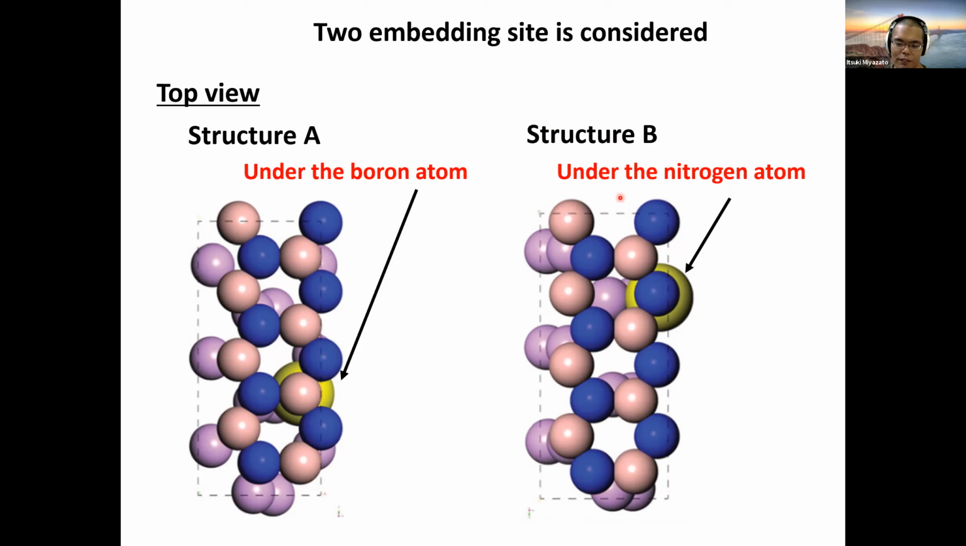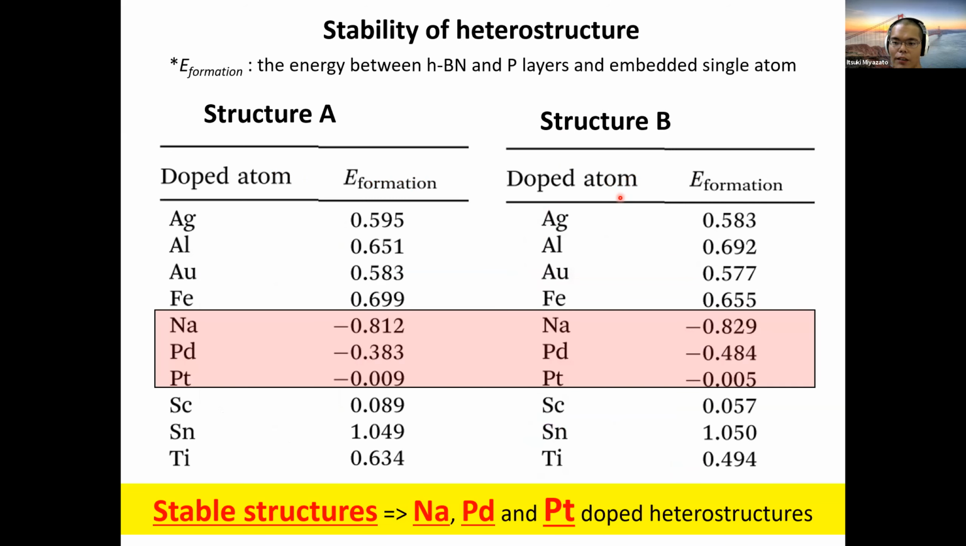Of course, ground state optimization is performed in all cases. To discuss the stability of the designed heterostructures, the energy between the hBN and P layers and the embedded single atom is calculated. The values are here. As a result, as you can see, the sodium, palladium, and platinum embedded models are stable as heterostructures. So the discussion is focused on those three single-atom embedded heterostructures.